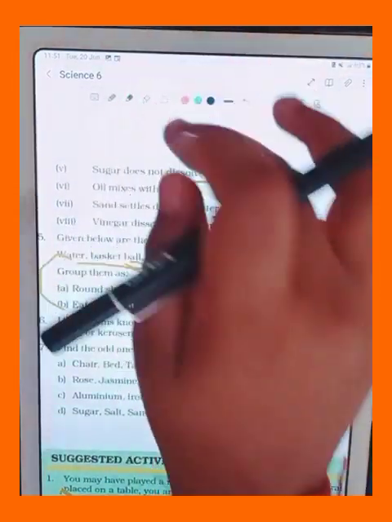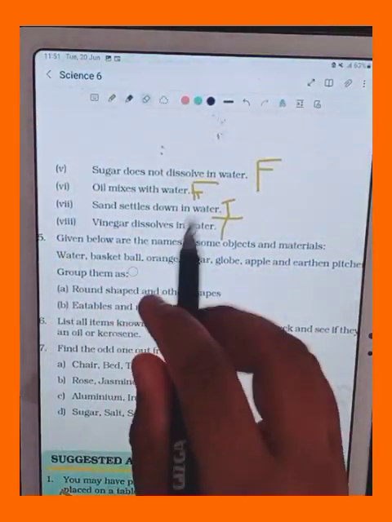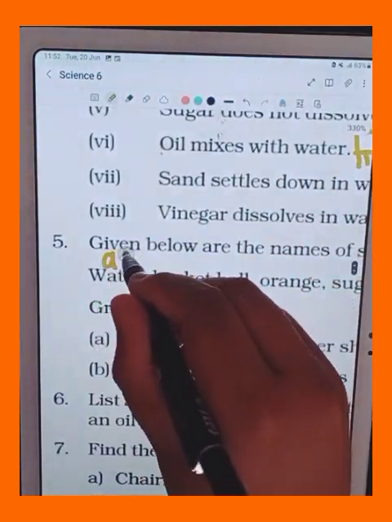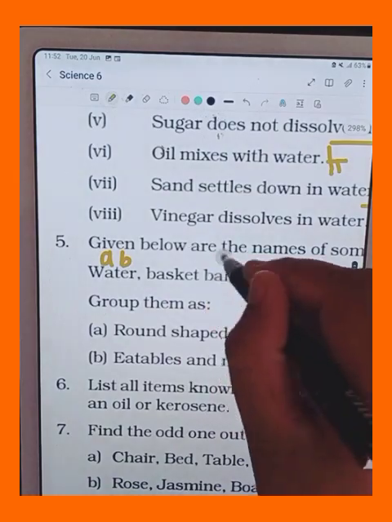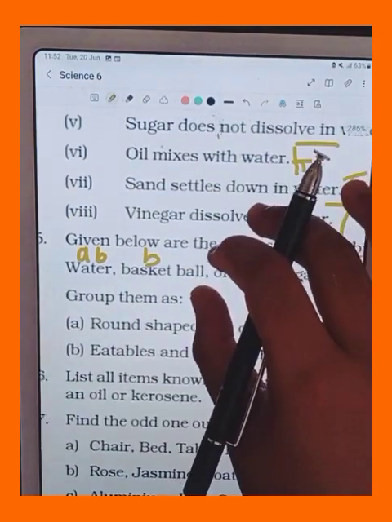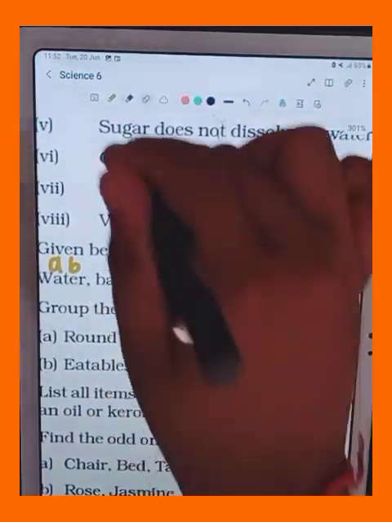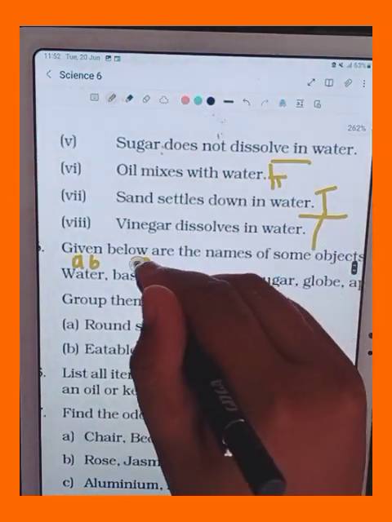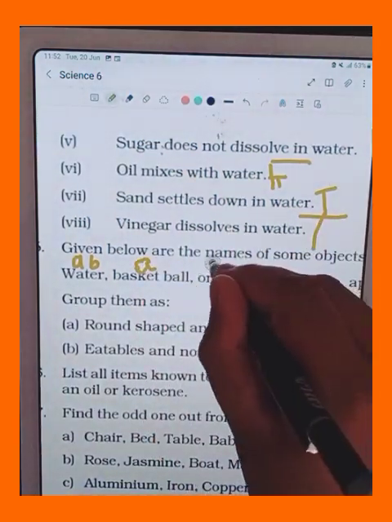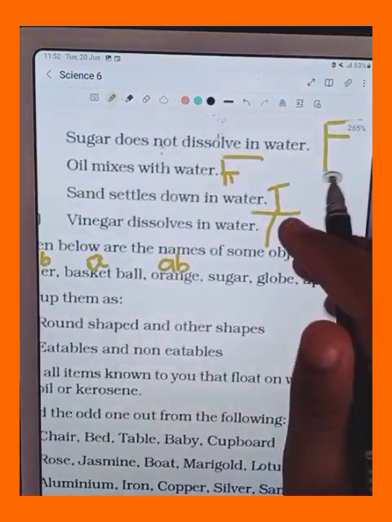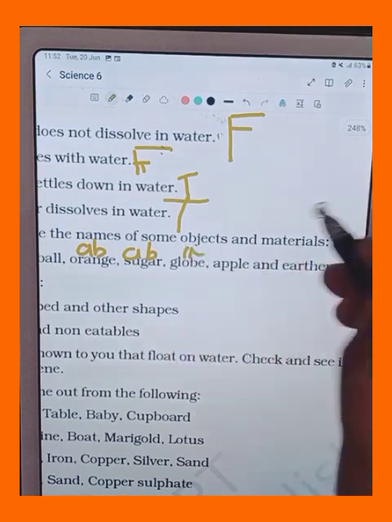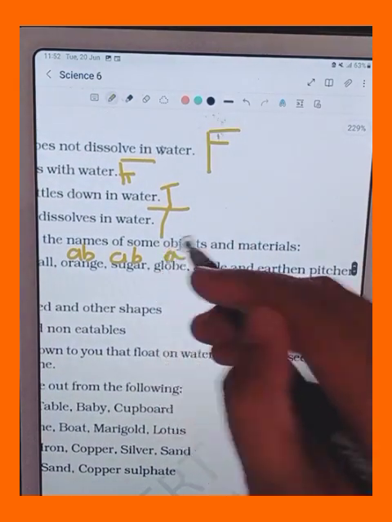So I've written above only. Water can come in A and B, other side AB. This will come in not B, it's A. It would be A, round and other shape. Orange also in AB. This is also AB. Globe it's A.